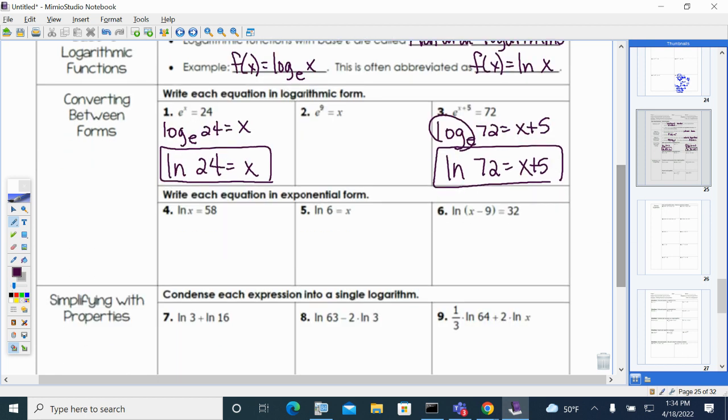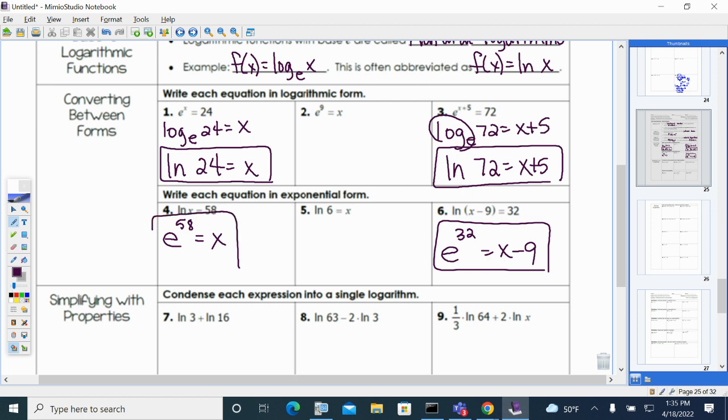And then for the next set, we're going to go from logarithmic to exponential. So write each equation in exponential form. Number 4 says the natural log of x is equal to 58. So that's going to be a base of e to the 58th power is equal to x. Same thing on number 6: e to the 32nd power is equal to x minus 9. So that's converting, just like we did back in chapter 12.